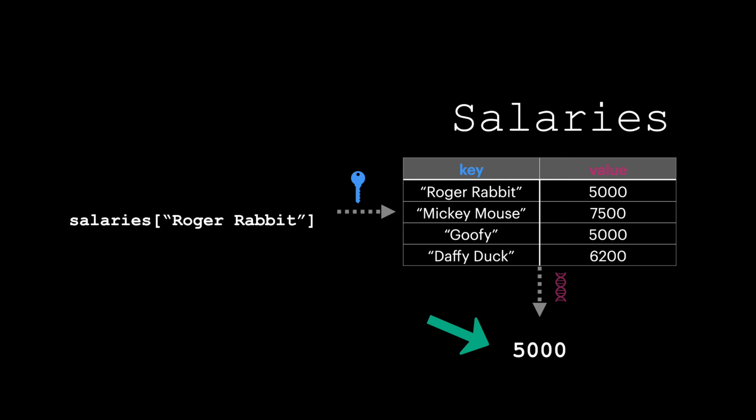Note that dictionaries are one-way or asymmetric, by which we mean that we can use the key to obtain its corresponding value. But we can't go the other way. We can't go from values to keys. We should also note that keys are unique. Each key appears in the dictionary only once. However, 2 different keys can map to the same value. In our example, Roger Rabbit and Goofy map to the same salary, namely 5,000.